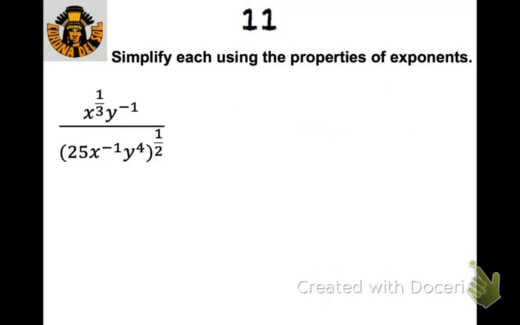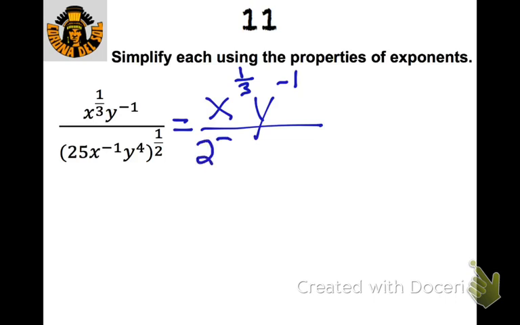All right, this one looks a little uglier than it really is. So on the numerator, I'm just going to rewrite it exactly as it is. And then the denominator, since it has a power of 1/2, we need to make sure everybody that's inside the parentheses gets it. So that'll be 25. We're going to raise that to the 1/2. Then we've got x, and right now it's raised to the -1, so we're going to multiply that by 1/2. So that makes it -1/2. This is going to be y, and when you multiply 4 times 1/2, that gives you 2.